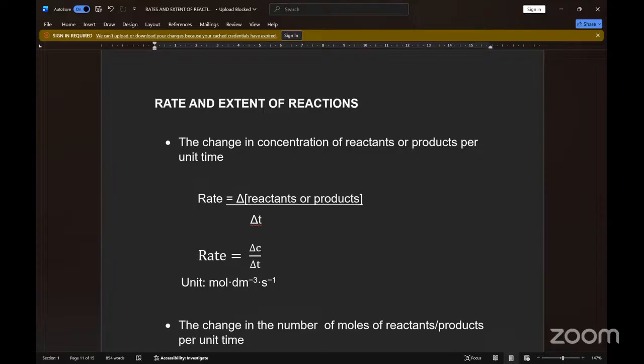There are certain reactions that are very, very quick. For example, if you put potassium in water, there will be an explosion. Instant, the reaction is finished. Okay, so the reaction is very quick.